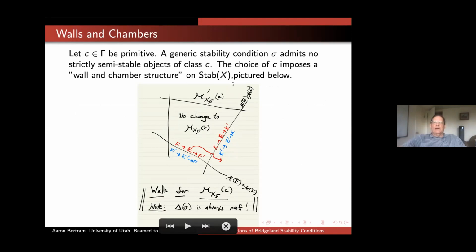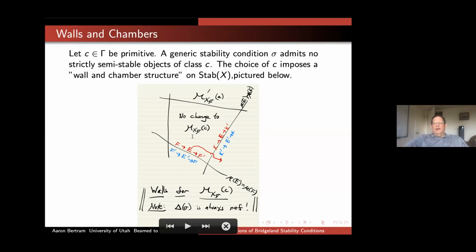which should remind you of the very first talk today a little bit. So if I have a primitive class, then for a generic stability condition, everything of class C is either stable or unstable. There's nothing in between. But for special classes, in fact, there's a codimension 1 set of walls for which there exist objects that are semi-stable and not stable.